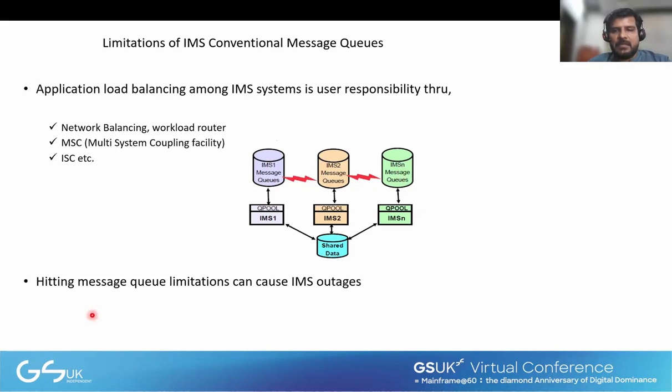Another important point here is that if the local message queue datasets are not sized properly, and there is a sudden spike of messages for a BMP application which is in a bent state, the message queue datasets can get filled up quickly, and this can lead to an IMS outage also. So managing separate message queues for IMS systems adds significant complexity and scalability issues. Next, we will see how we can address these challenges through shared queues.